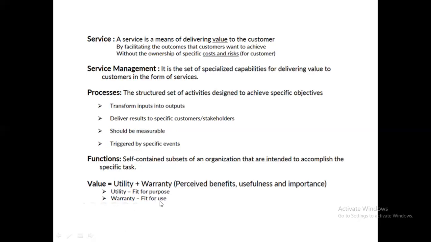But if I say warranty, what will happen if that tire bursts in some time because there was less air, or you run out of fuel in some time, right? That is why it becomes all the more important that apart from utility, which means the main purpose of that, you should be giving them warranty that it is fit for use as well.